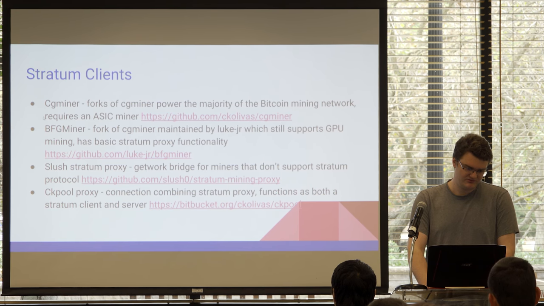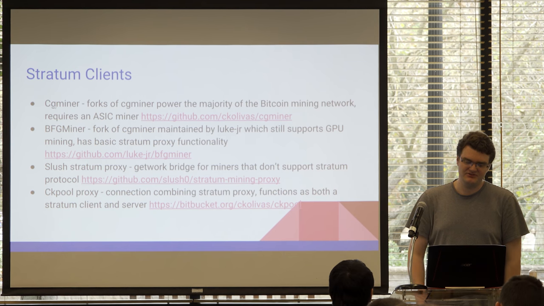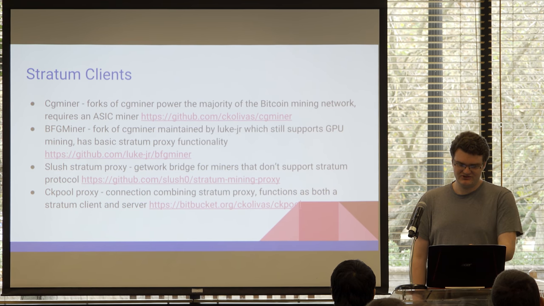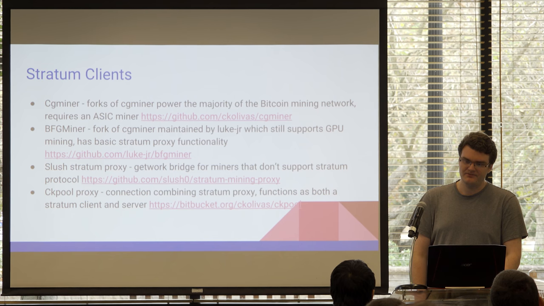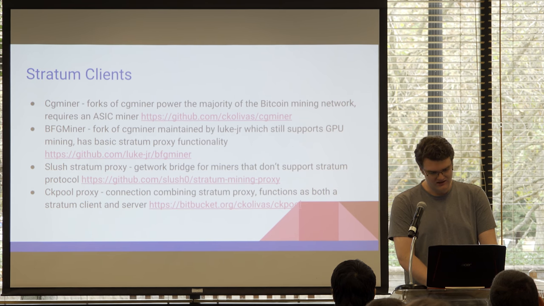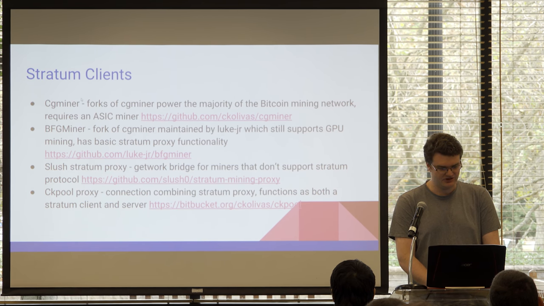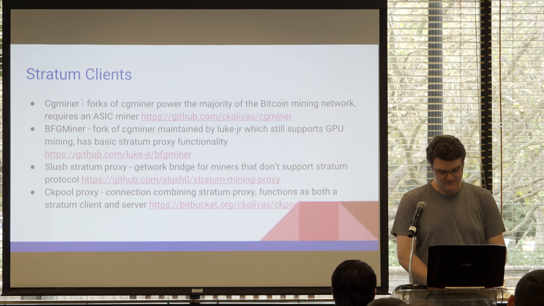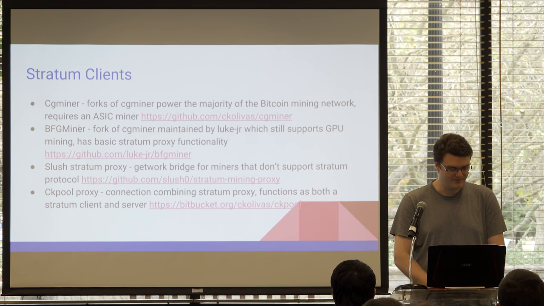Let's see here. So there's a few different clients. CGMiner is pretty much the most common one you're going to see, because most of the embedded hardware is going to be using it. They're probably not going to be using this exact version. They're going to be using their own forks of it with their own drivers. Some upstream their drivers to the main CGMiner project, and some just maintain their own forks indefinitely.